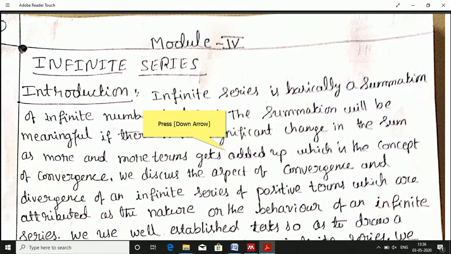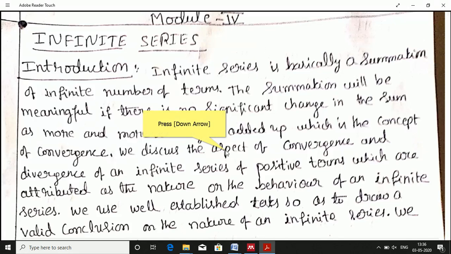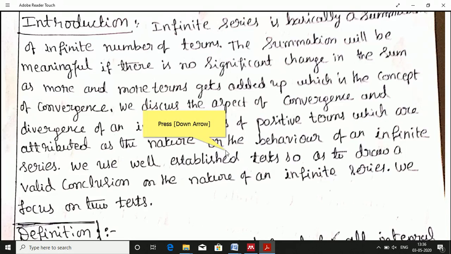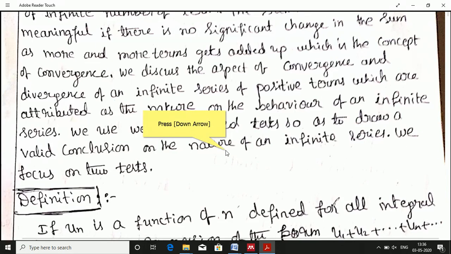We use well-established tests so as to draw a valid conclusion on the nature of an infinite series. We focus on two tests. One is the Cauchy's root test and another is the D'Alembert ratio test.